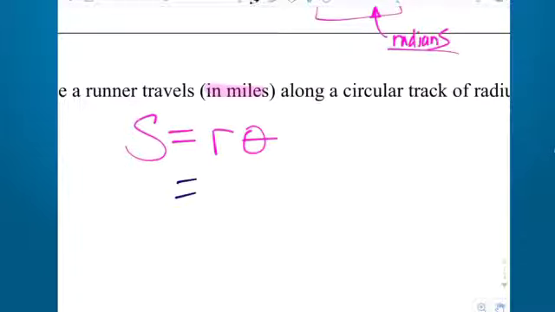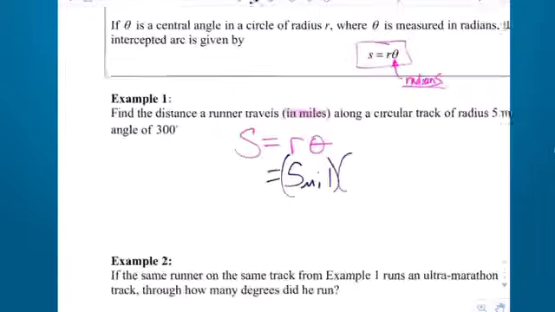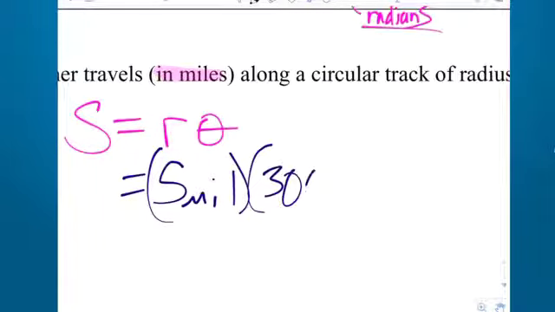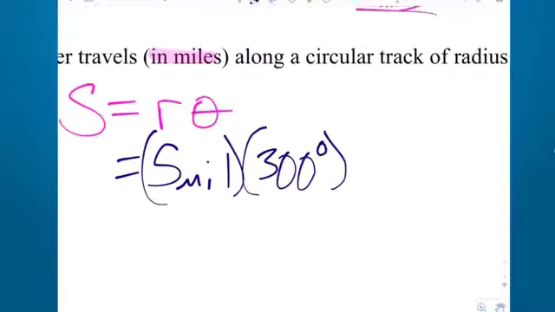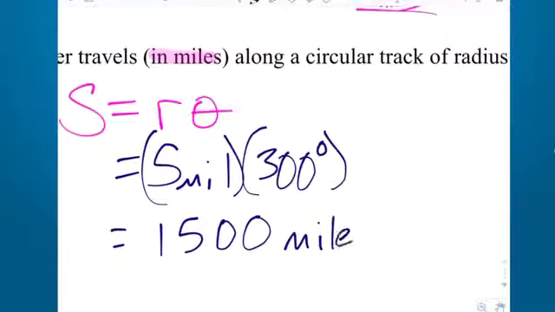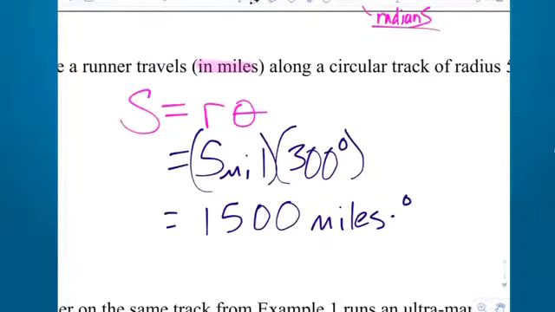So the radius of the circle is 5. I'm going to go ahead and put my units in there for now, miles, and he runs through an angle of 300 degrees. Now, a few people I noticed actually multiplied those together and got 1,500. But look what the units would be. Miles, degrees. So there's bragging and then there's really bragging. If you went up to your friend and said, man, I ran 1,500 miles degrees, they're going to be like, no way! I don't even know what that means.